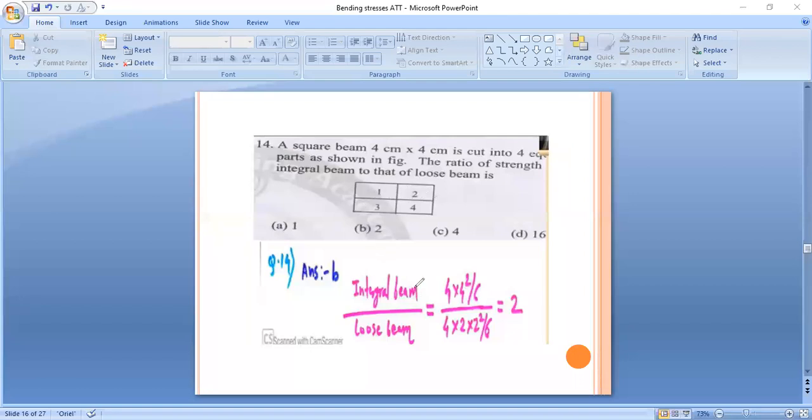So for the integral beam, this dimension is 4 and this is 4. So BD square upon 6. B is 4, into D is 4 square, divided by 6. Now we will consider this loose beam, that is this particular portion. So 4 into 2 into 2 square divided by 6. So you get the ratio 2. So option B is the correct answer.